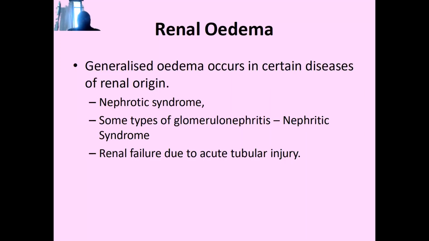Now, let us look at various types of edema. There is edema because of renal conditions. For example, this occurs as a generalized edema, which we call anasarca, and is associated with nephrotic syndrome. In nephrotic syndrome, the patient is losing a lot of albumin. Sometimes it is glomerulonephritis, like nephritic syndrome, and also renal failure due to acute tubular injuries.